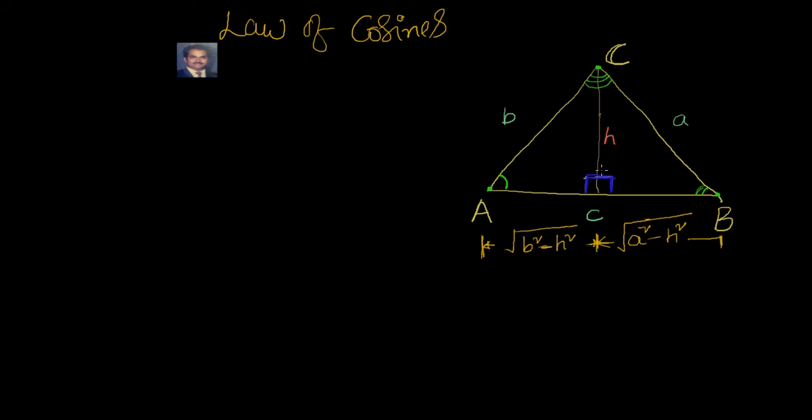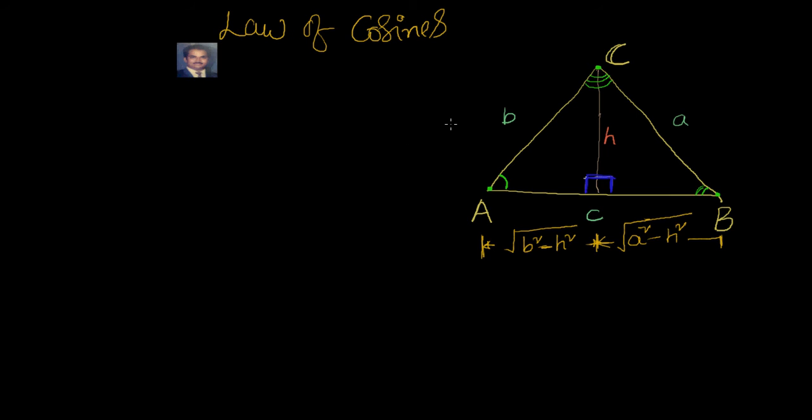Another reason we always stick to height in these derivations is that if you are able to find the height, you are actually creating two right angle triangles, because the altitude joins the vertex to the opposite side at a 90 degree angle. That means there is a triangle ACD, let us say if this is D, and BCD, and both are right angle triangles. Okay, right.